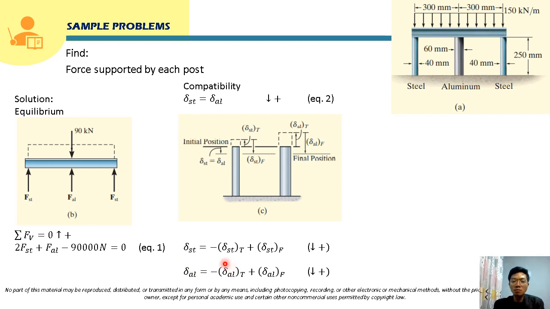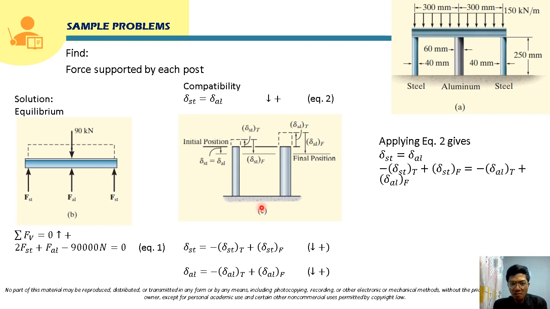So we are going to substitute this in this equation. In this delta ST, this will become negative delta ST due to temperature, plus delta ST due to the applied load, and then equal to the total deformation in the aluminum, negative delta AL due to the change in temperature plus delta AL due to the applied compressive load.